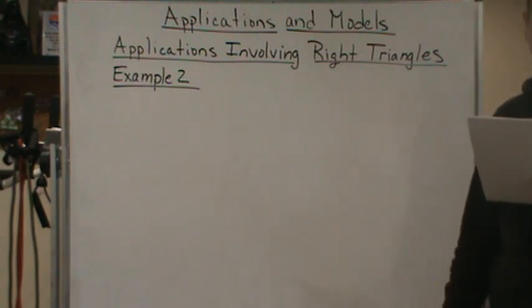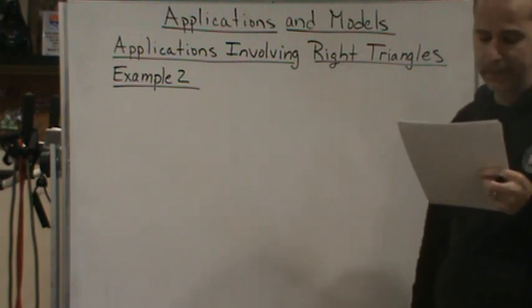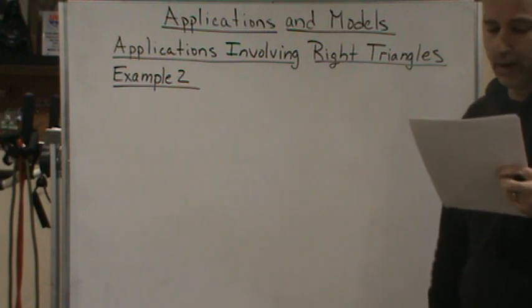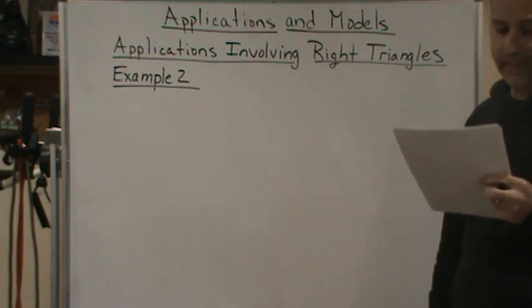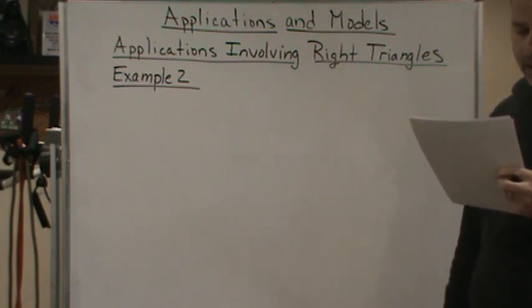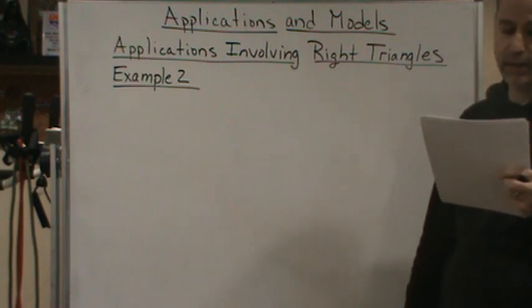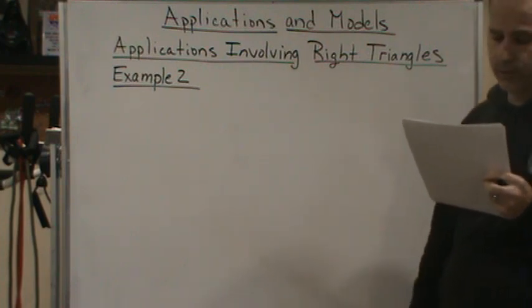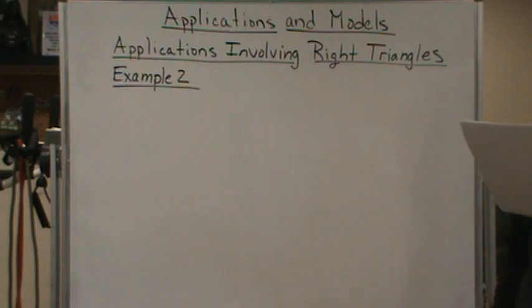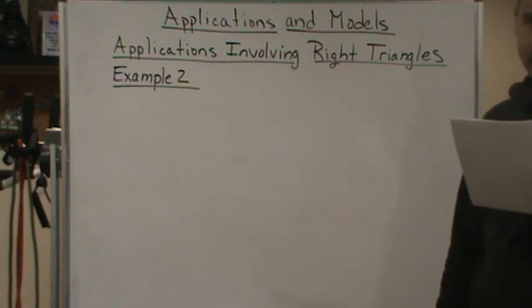It says a safety regulation states that the maximum angle of elevation for a rescue ladder is 72 degrees. A fire department's longest ladder is 110 feet. To the nearest foot, what is the maximum safe rescue height?